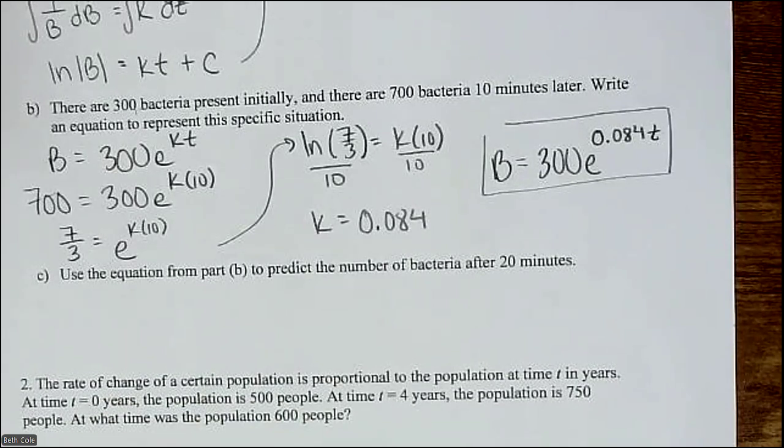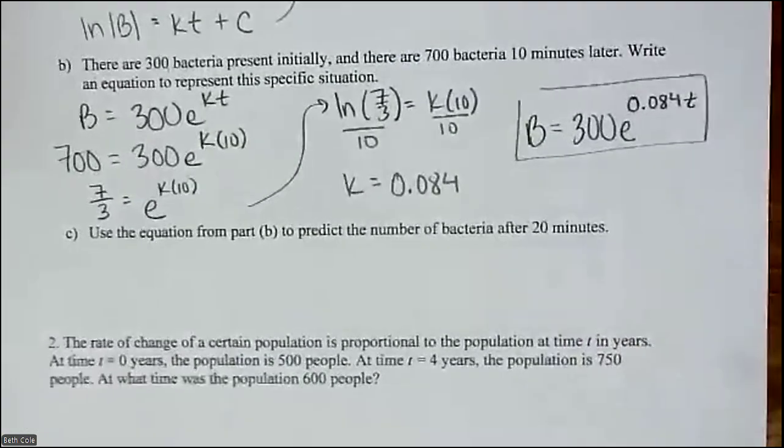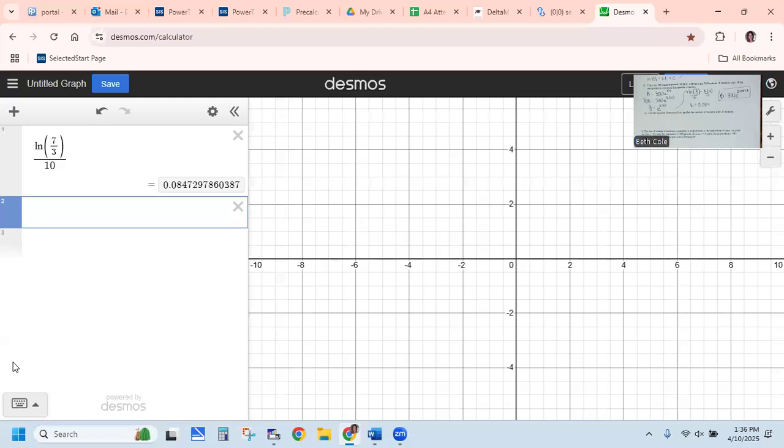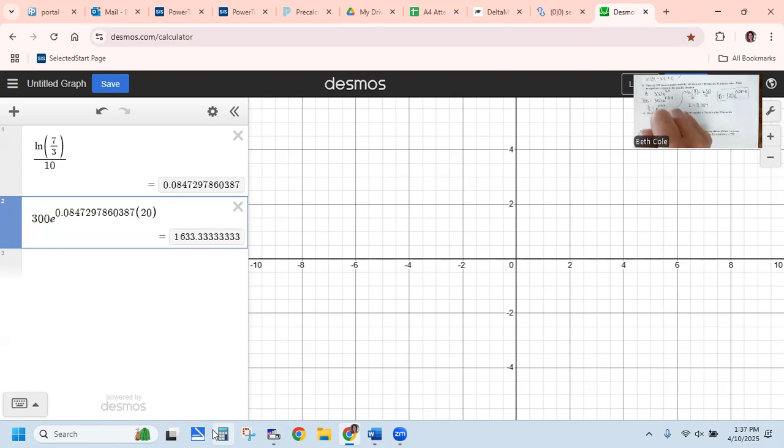So part C says use that equation to predict the number of bacteria after 20 minutes. Well, what are you going to do with 20? Yeah, plug it in for time. I don't even have any work for that. I'm just going to type it in, but I need for you guys to watch because I am going to copy paste that number. If you don't copy paste, it won't be accurate enough. It's 300 e to the power, this number, look, I'm going to highlight it, copy, I did Control C, paste, Control V, 10 times 20 for the 20 minutes, 1,633 and a third bacteria.